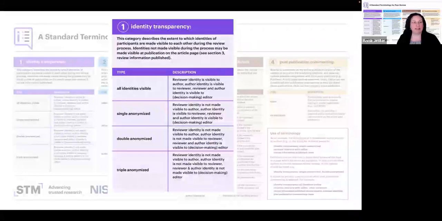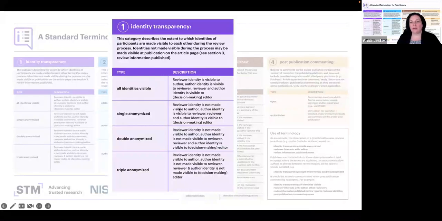So next slide, please. So what do we mean by identity transparency? So you can see the 4 that we've identified here. And the first one would be all identities visible. So in this, certainly the reviewers know who the authors are, authors know who the reviewers are, and editors who are making decisions know who everyone is as well. And then after that, you can see what we might consider the more standard types of peer review historically.